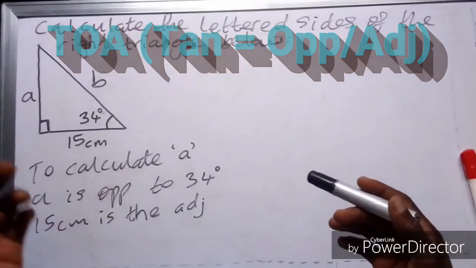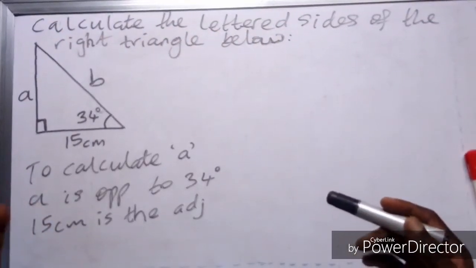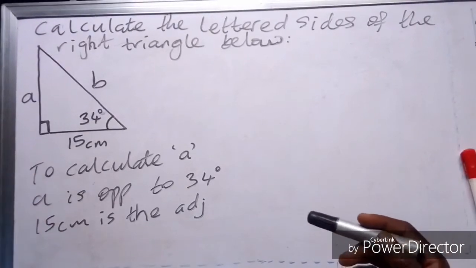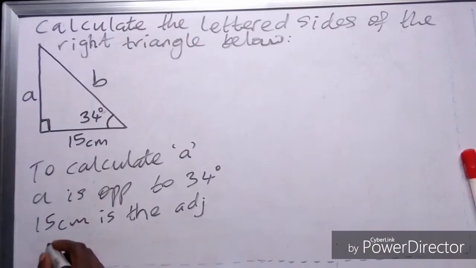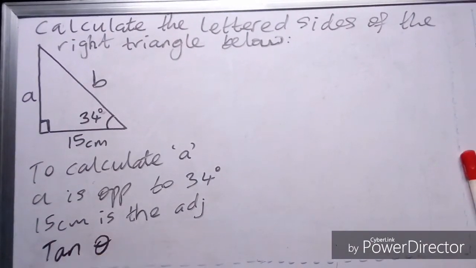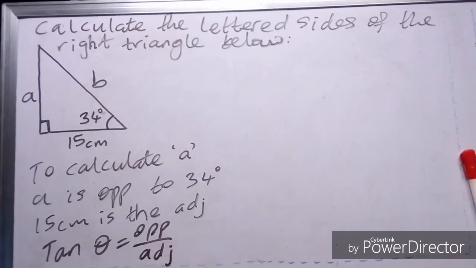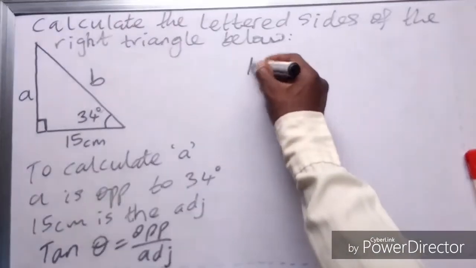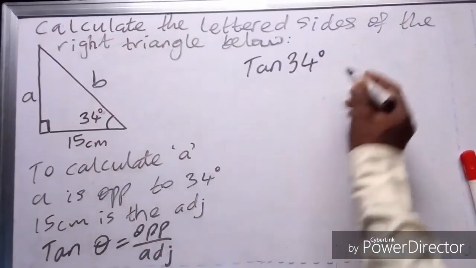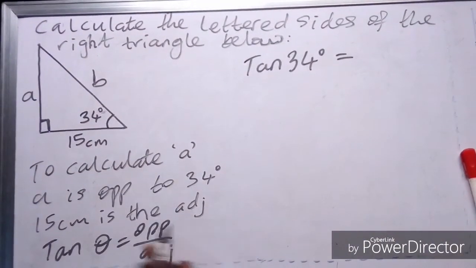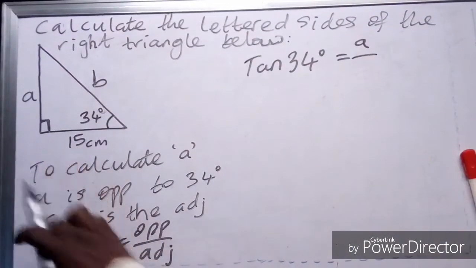So now that we have established that the trigonometric ratio we are to use is tan, we'll express the values and solve for A. We have tan theta, where theta is the angle, equal to opposite over adjacent. That gives us tan 34 degrees equal to opposite over adjacent. The opposite is A, over the adjacent, which is 15 centimeters.